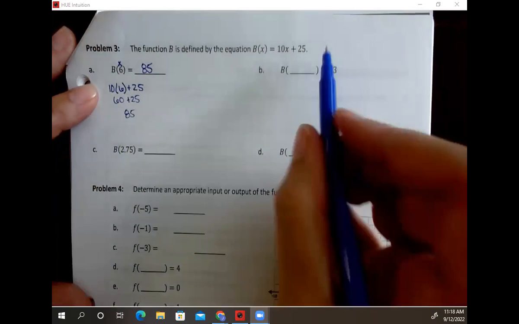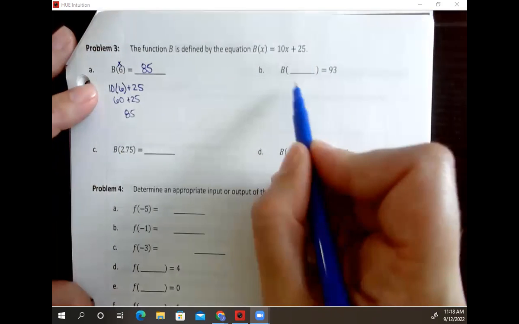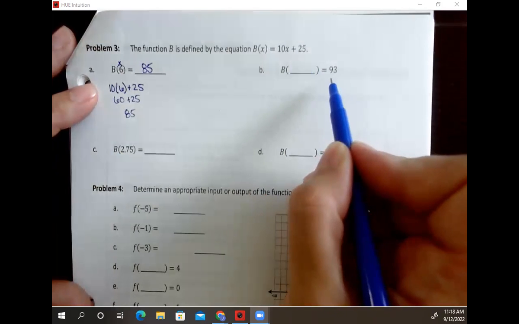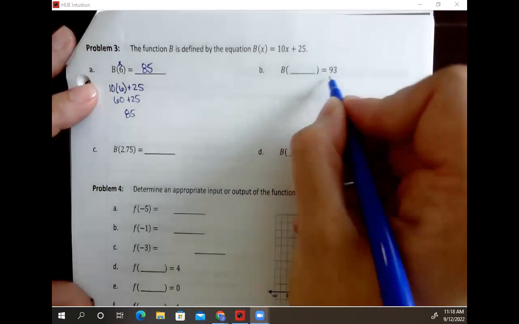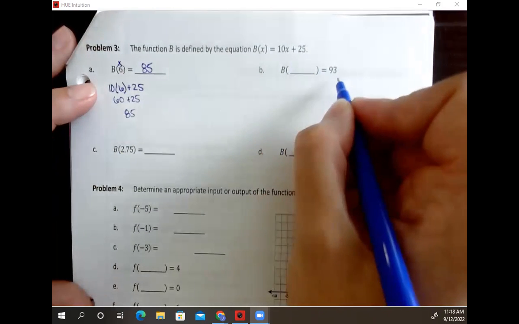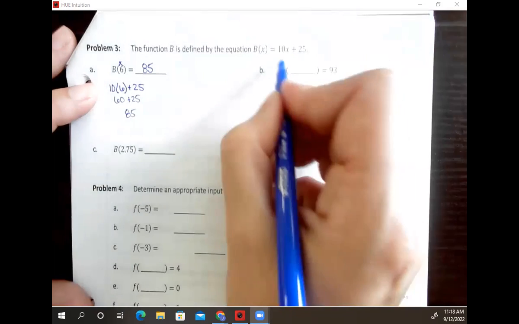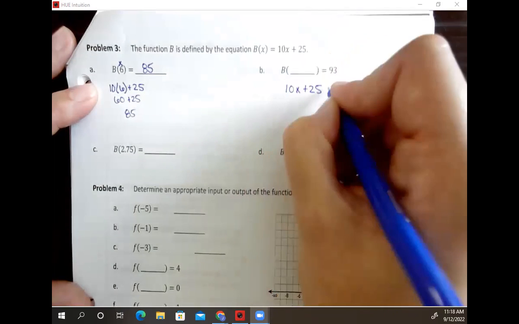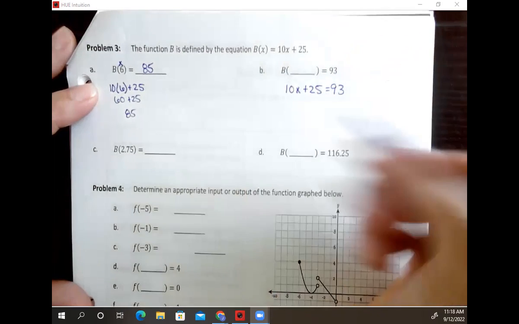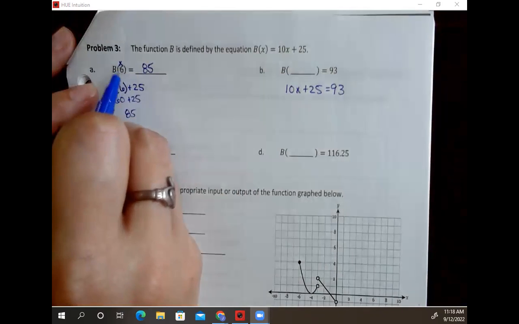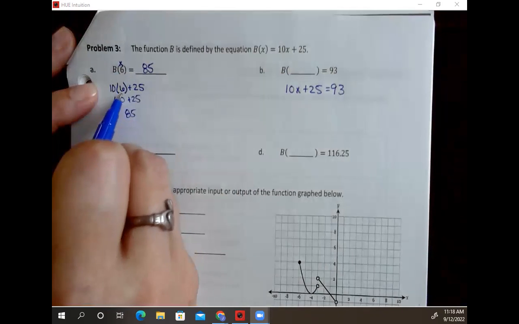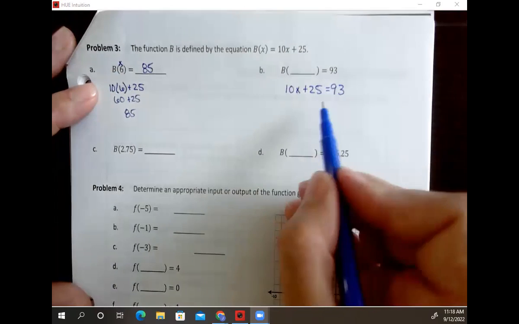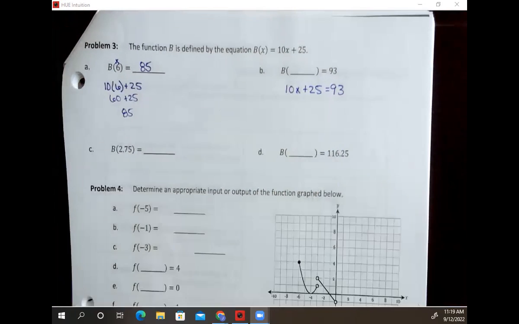For B, this time that part in parentheses is blank. I don't know what that is, but I know it equals 93. So since I'm setting this equal to 93, I have an output. That's exactly what I want to do with my function here: 10x plus 25 equals 93. So over here, we replaced x with 6, so we did the same thing in our function. Over here, my function is equal to 93. So that's what I do. I set my function equal to 93.